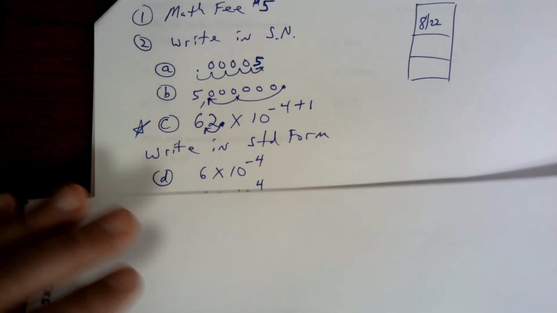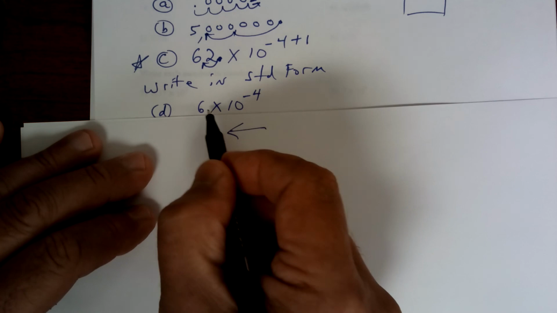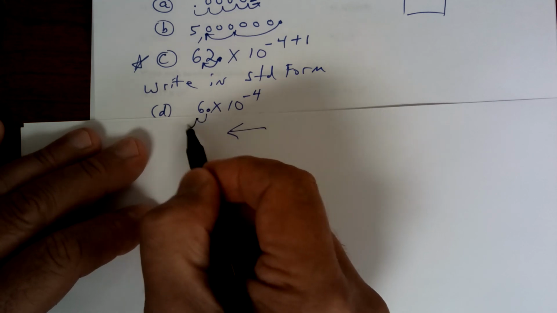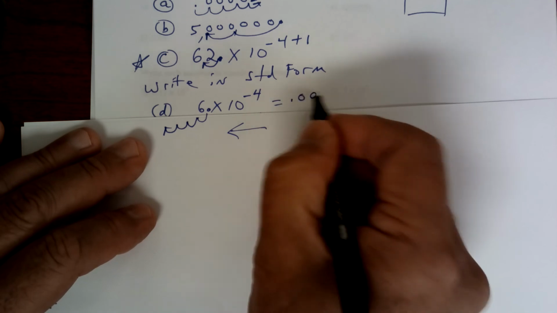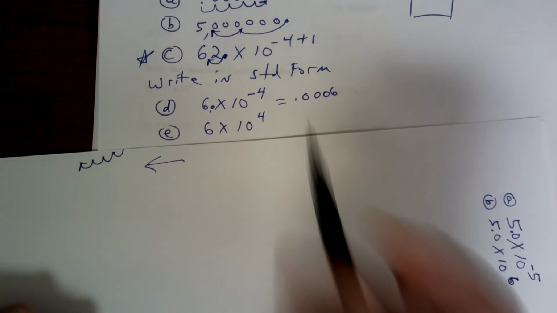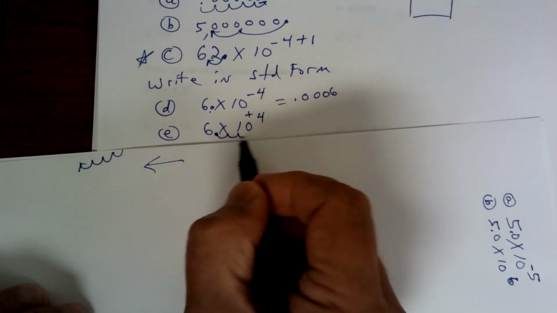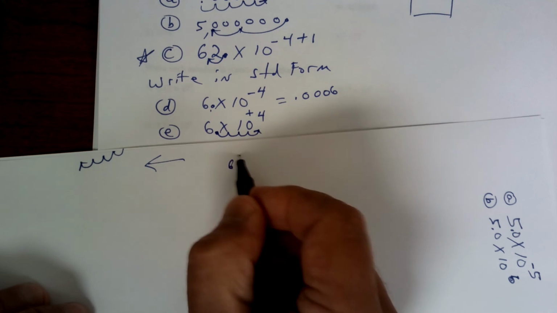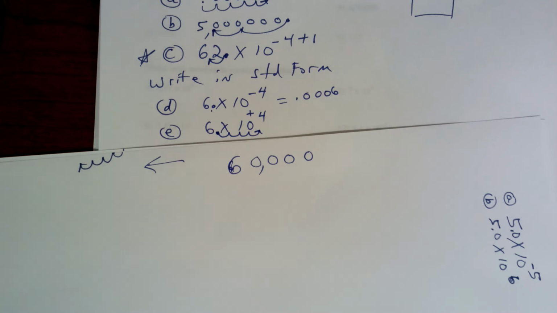This one right here is a negative, so you're going to go in the negative direction. So you're going to move your decimal 1, 2, 3, 4. So it's going to be 0.0006. This one right here is a positive. So you're going to move your decimal 1, 2, 3, 4. So it's going to be 4 zeros. $60,000. And there it is.